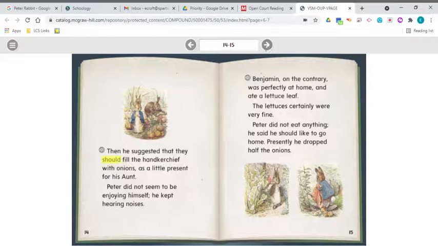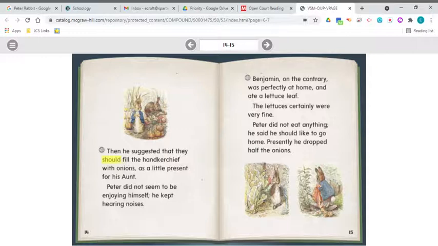Then he suggested that they should fill the handkerchief with onions as a little present for his aunt. Peter did not seem to be enjoying himself. He kept hearing noises. Benjamin, on the contrary, was perfectly at home and ate a lettuce leaf. The lettuces certainly were very fine. Peter did not eat anything. He should like to go home. Presently, he dropped half the onions.